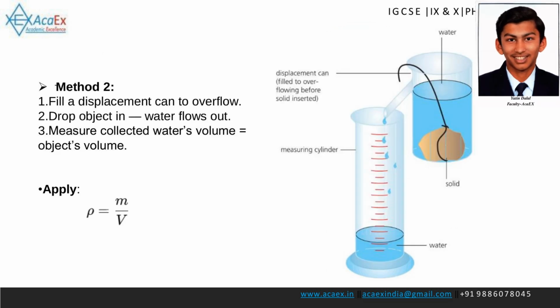Measuring density, solids. Here is method 2 for an irregularly shaped solid. Using a displacement can, fill it to the point of overflow. Drop the object in and water will flow out. Measure the volume of the collected water. This is equal to the object's volume. Finally, apply the density formula, ρ equals mass divided by volume.